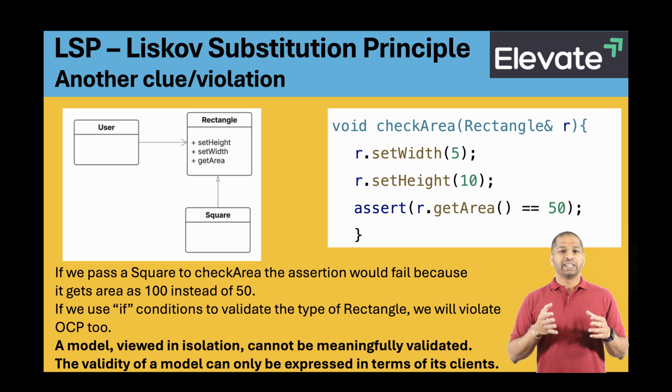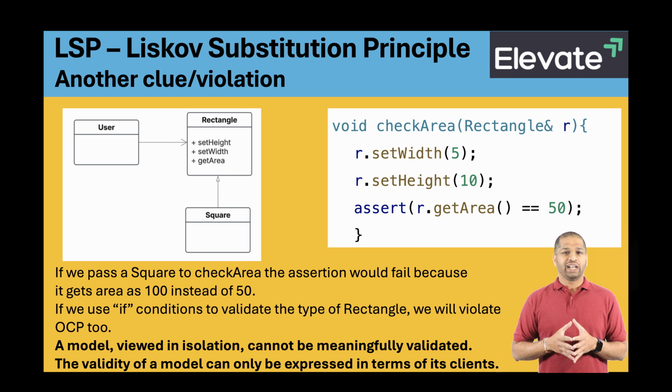And the area would be 10 times 10, which is 100. So if we pass a square object, this assertion would fail. There is an option for us to use an if condition in the checkArea method to check the type of rectangle to make sure if it is actually a rectangle or square.